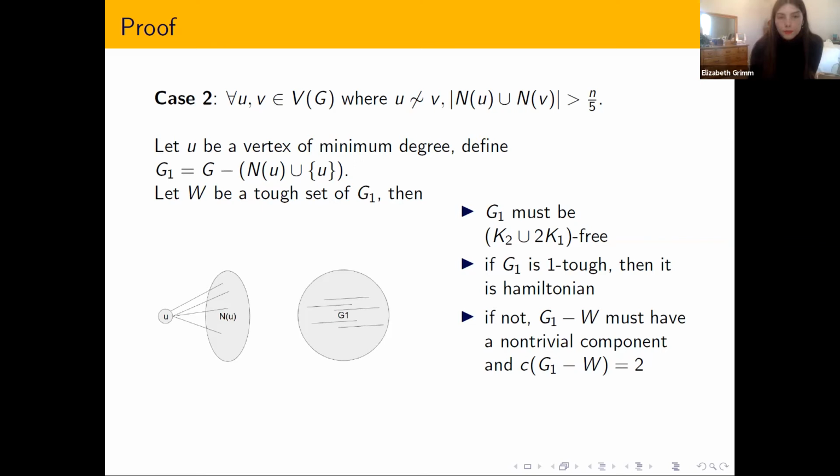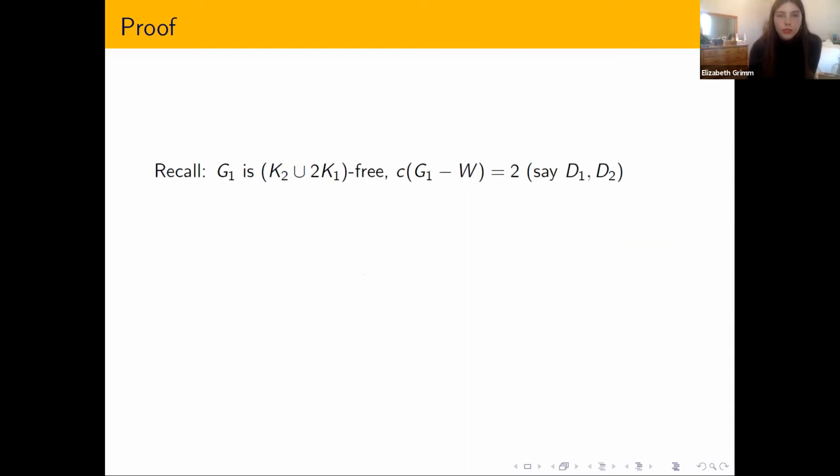Something else we can say is that the size of W is exactly 1. Since we know that the number of components of G1 minus W is exactly 2, then that toughness inequality tells us that the size of W is strictly less than 2, so it has to be 1. So we have these 2 components, call them D1 and D2.